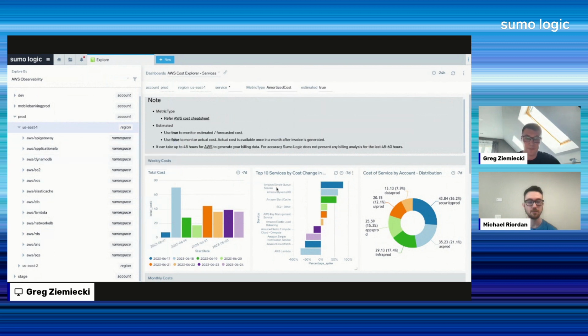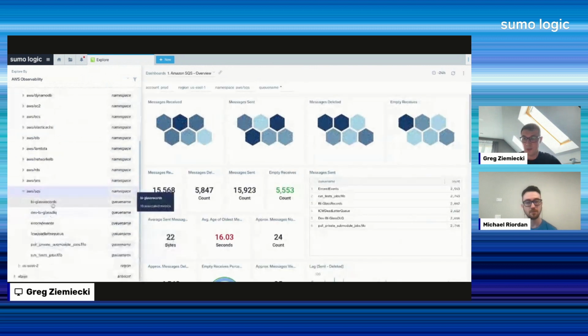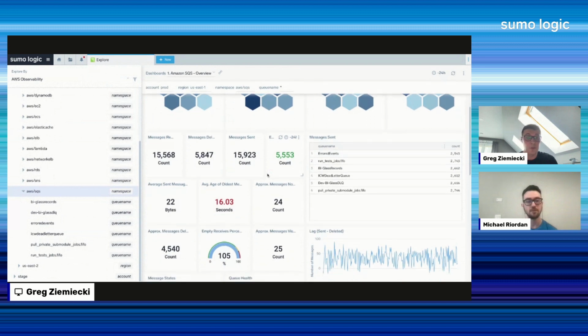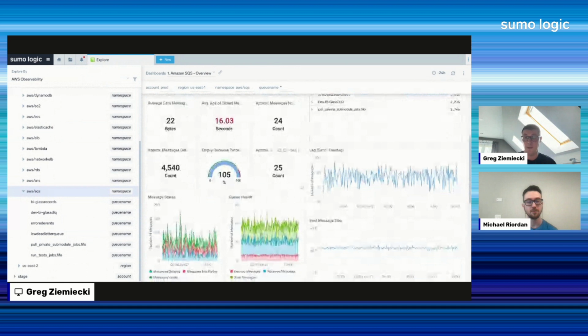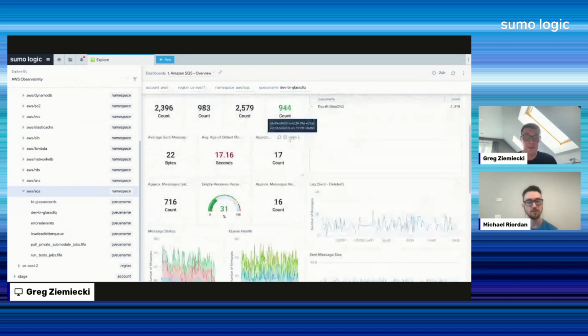So if we have SQS data, by one click we are already in SQS related dashboards, right? We have performance data over here: the number of messages, how many messages have been sent, deleted. So all the performance data, but also all the audit data. We are also able to locate who has created a particular queue, right? There is also a filter for that. So we can go for a particular queue and show you that. And there is audit data, right?